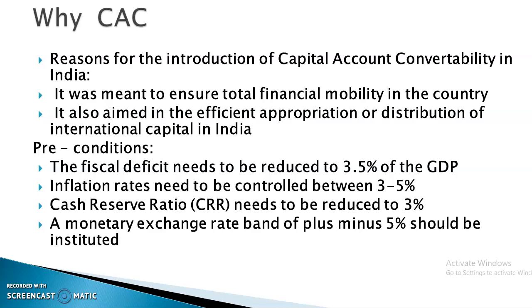So I think you understood both convertibilities, current account and capital account convertibility.